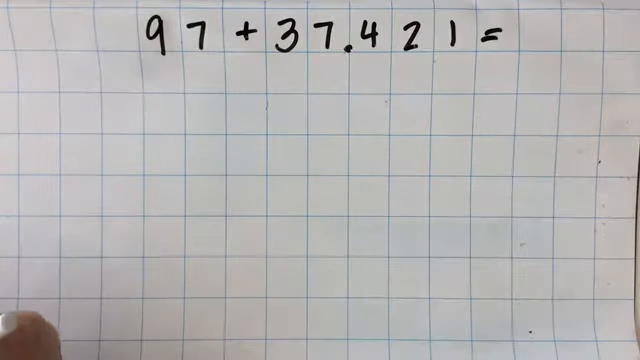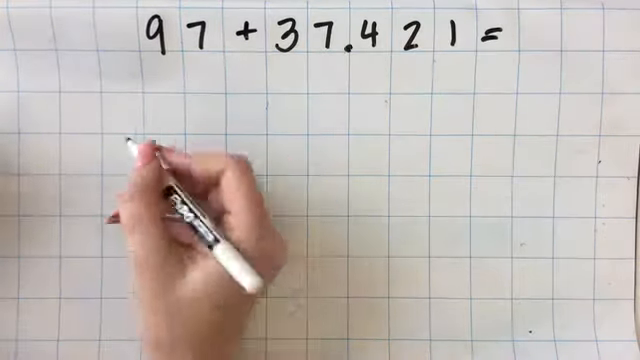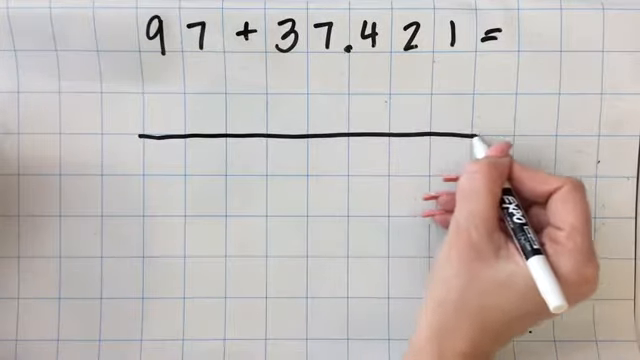We're going to take a moment and we're going to add some decimals. So the very first thing I need to do is draw my place value chart.